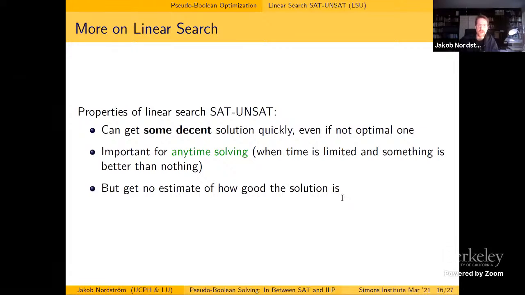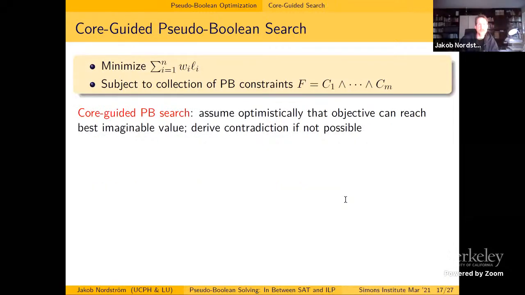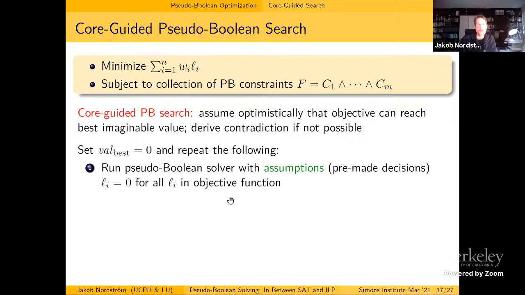Another interesting idea, also from MaxSAT, is the dual, which is to do core-guided search. So now you say, okay, here's my objective. Let's be optimistic. The best possible scenario would be that it's possible to set all literals to 0. That would give minimum 0. I'm assuming here that all the w_i are non-negative. I'll run my solver with assumptions, so pre-made decisions for setting the whole objective function to 0.